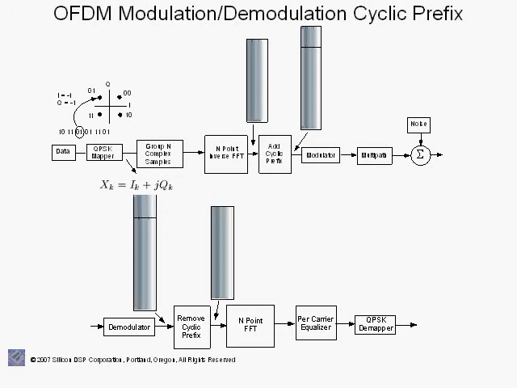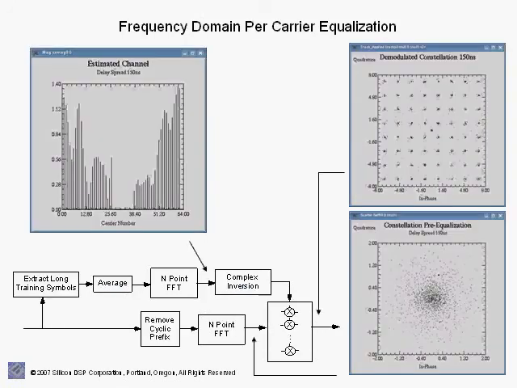We will also show how the cyclic prefix provides a tolerance for timing synchronization in acquisition, and we will also see the impact of cyclic prefix on the throughput of the system. We will also cover the topic of frequency domain equalization in OFDM systems. Basically here we're showing the estimated channel at the receiver and the constellation before equalization and the constellation after equalization.